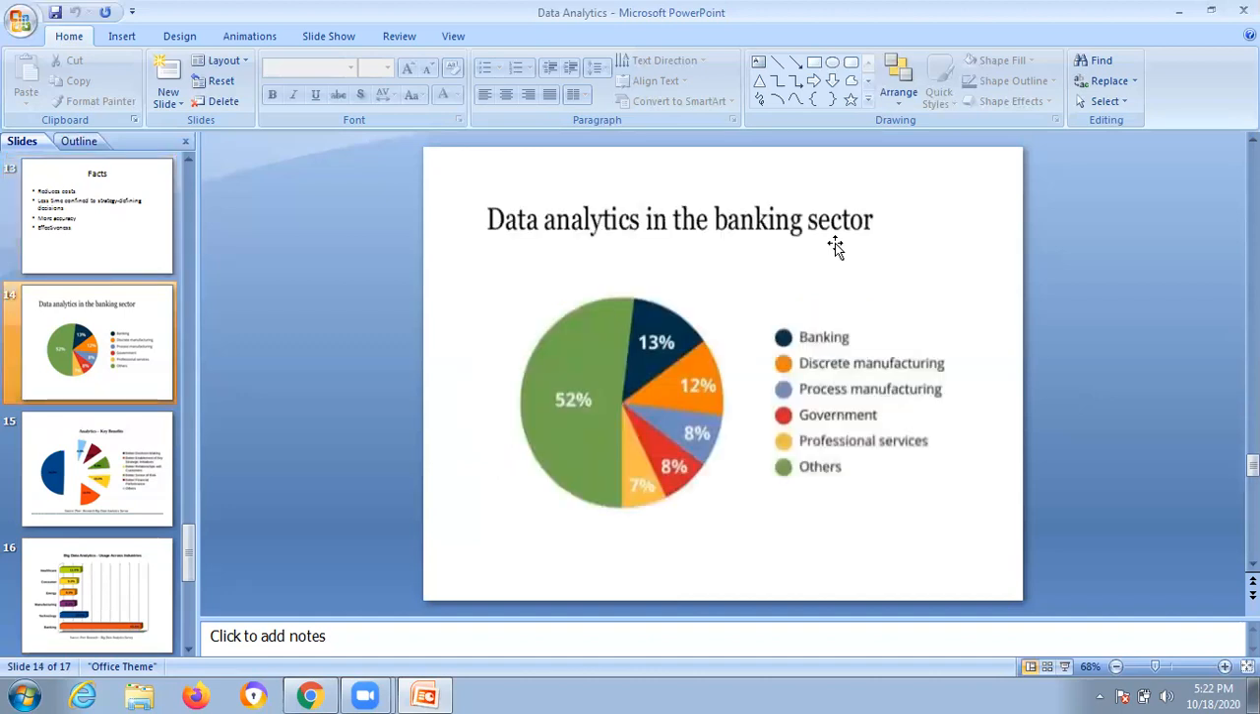These are some examples I collected from the banking sector, and others will be more. And next, second place is banking, and third one is discrete manufacturing, and next process manufacturing and government, and next professional services.